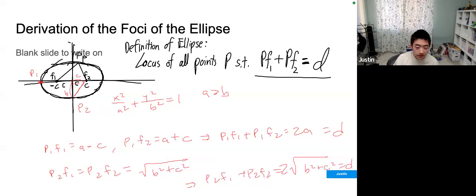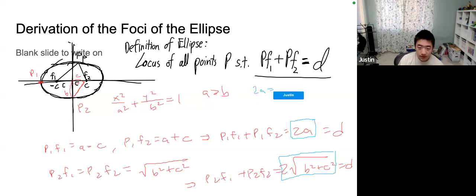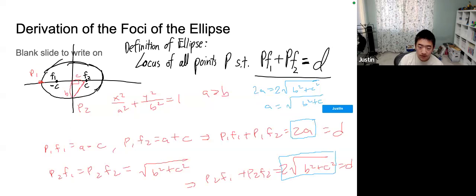Now since these two expressions are both equal to D, we can set them equal. So that means 2a equals 2 times the square root of b squared plus c squared, or a equals the square root of b squared plus c squared. If you square both sides and rearrange, that gives you c squared equals a squared minus b squared.